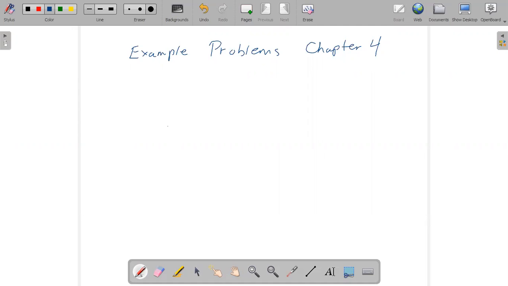Chapter 4 example problems. I'm going to skip 4.1 because it's pretty straightforward and go right to 4.2, which tells us 4.2.